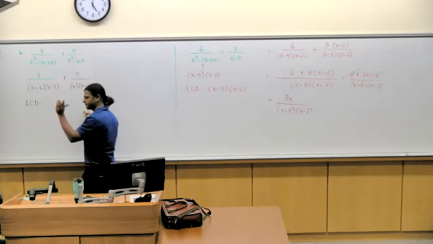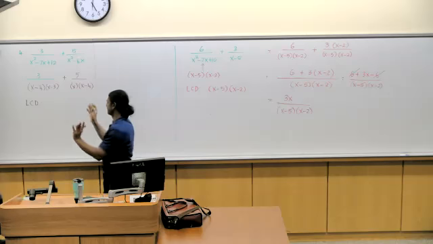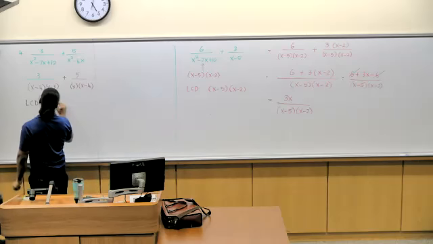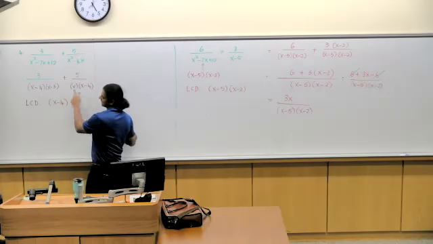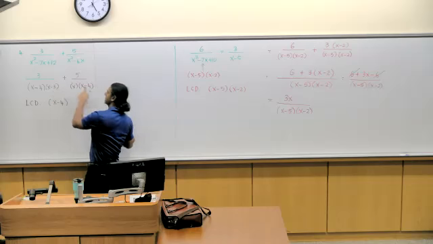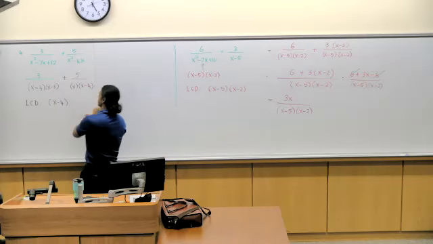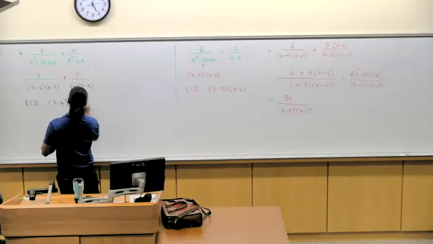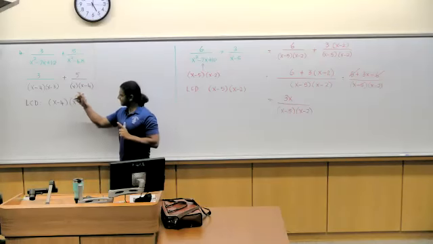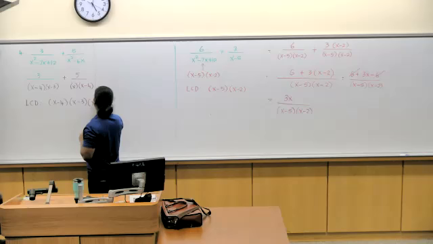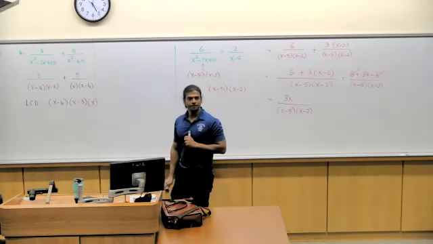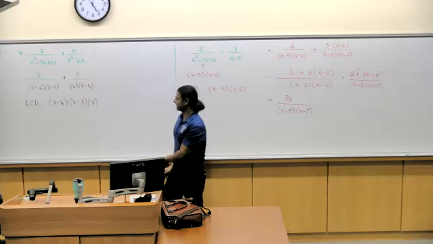I have x minus 4 in common. Let me keep it as is. What am I missing? There is an x minus 3 here. There isn't one there. So I need x minus 3. There is x here. There is no x there. So I need x. So that is the LCD.